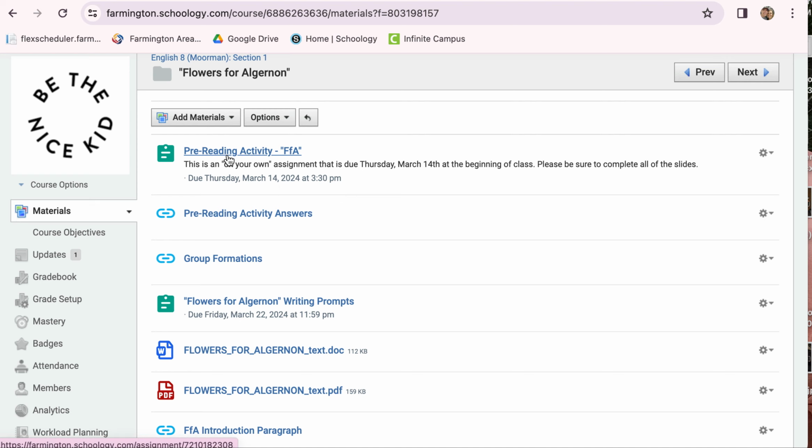Right here, it says pre-reading activity. This is the activity that you were expected to do before we started reading Flowers for Algernon. This is when you watched a video, you read a couple of articles, you took your own multiple intelligence tests. Now, if you did not do that, you did not finish it, or you didn't start it, you're behind. That's something you're going to have to do on your own.